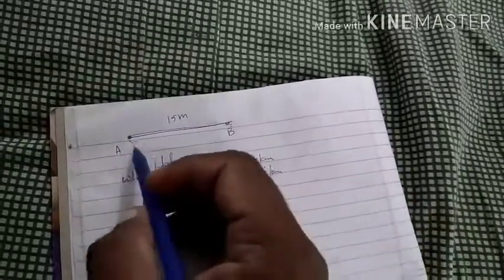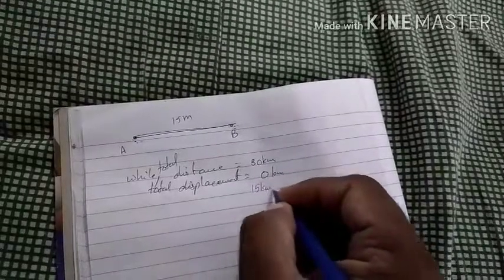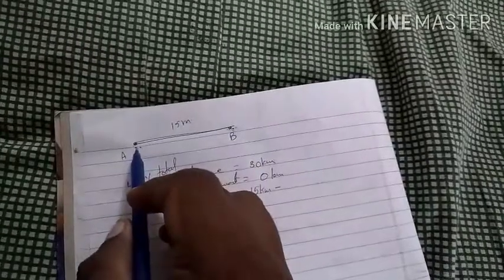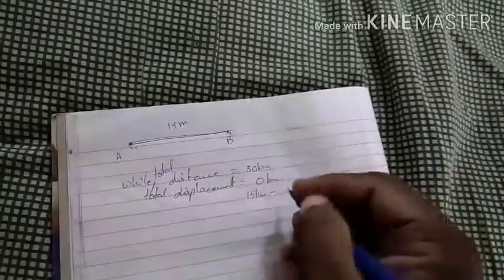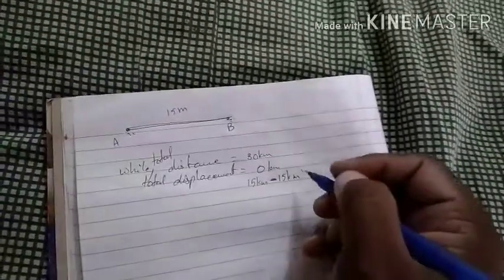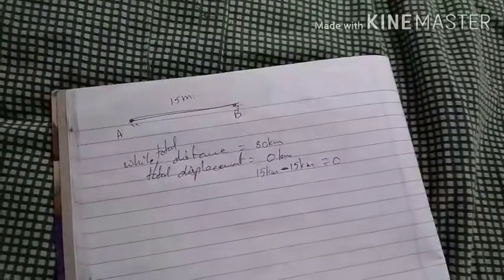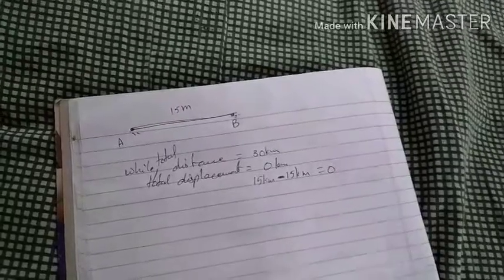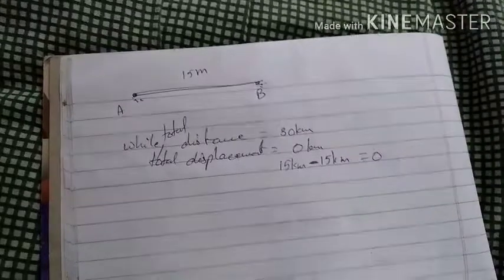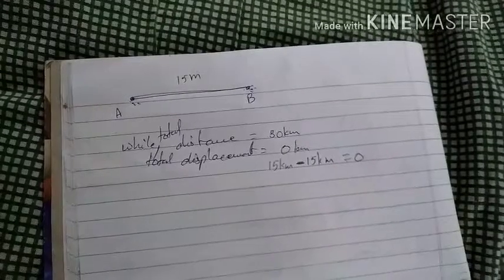Because when the object travels from A to B, it covers 15 kilometers, and back from B to A means it is changing the direction to the opposite. When it moves in the opposite direction, the displacement will be minus 15 kilometers. So the difference will be 0. So during displacement, when the object changes its direction, the sign also changes.